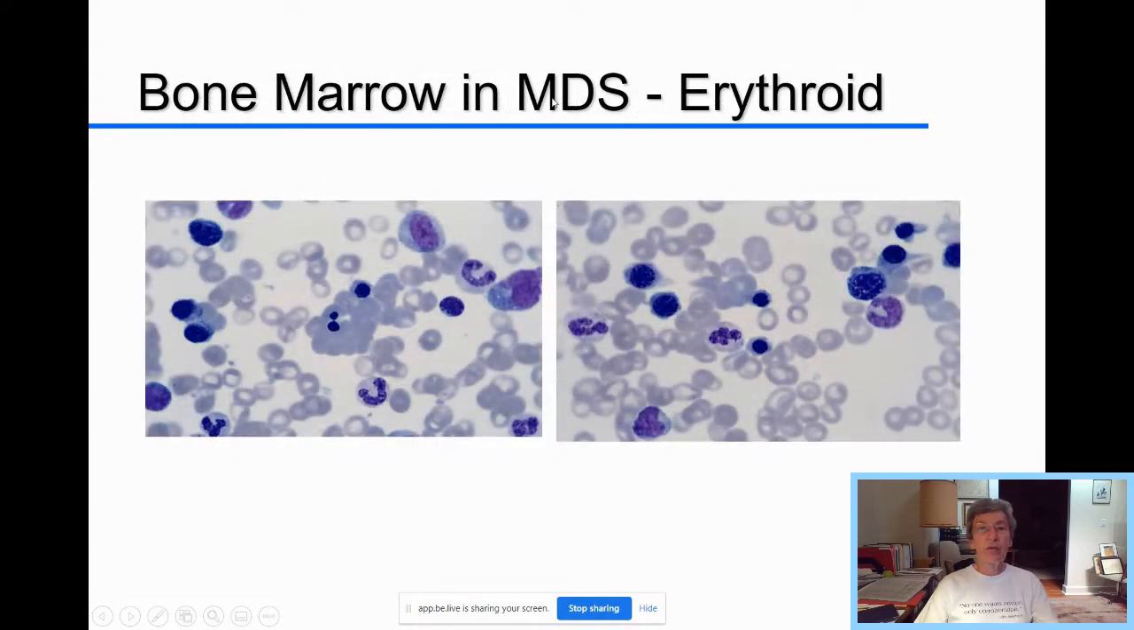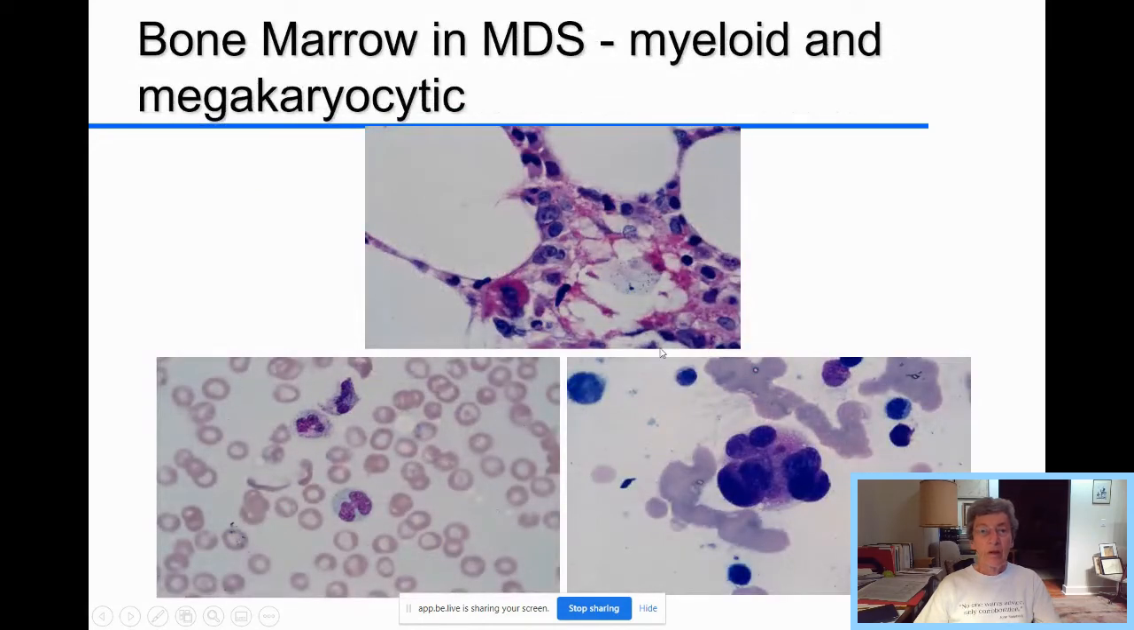The erythroid marrow in myelodysplastic syndrome may be unusual and have cells that are binucleate or multinucleated. Overall, then, the white cells may be a little abnormal in terms of how many lobes they have, and the platelets or precursors or megakaryocyte precursors are multinucleated.